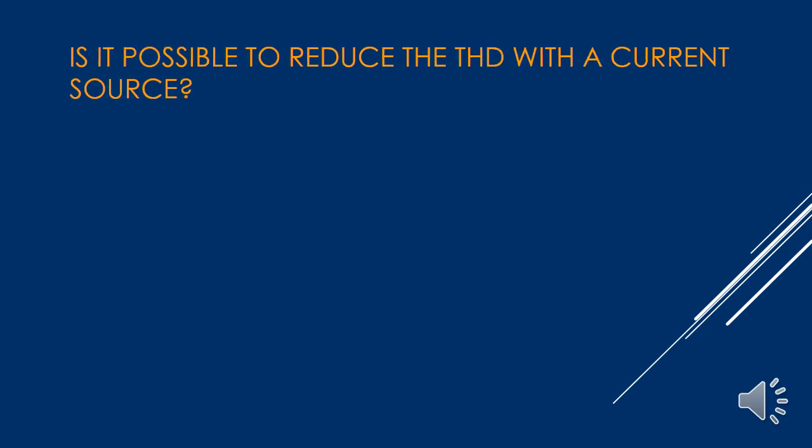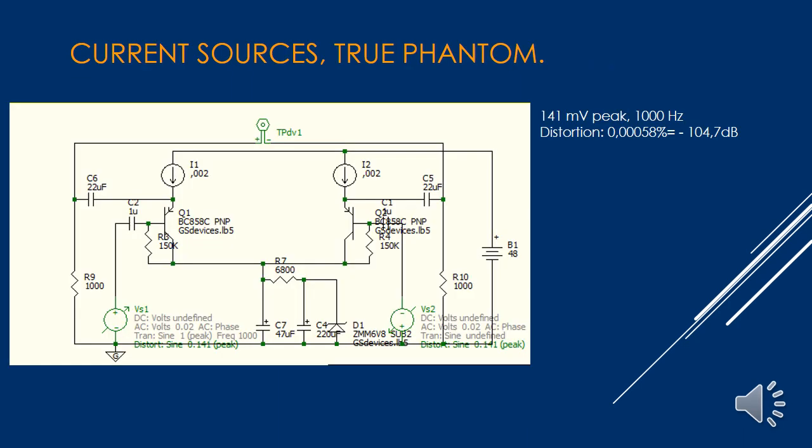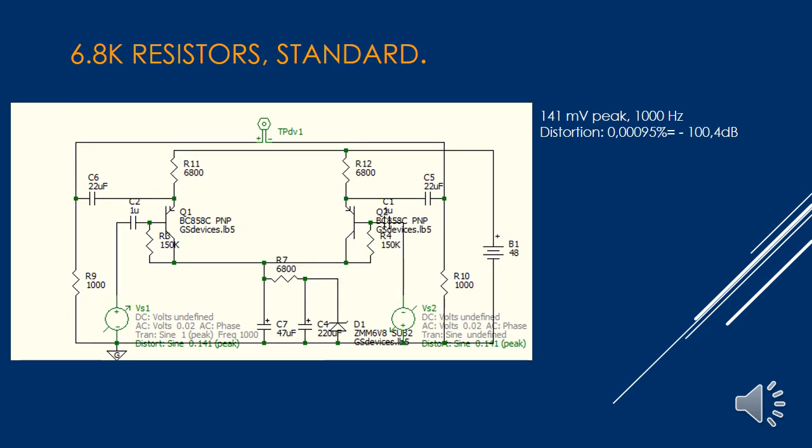Is it possible to reduce the THD with a current source? If you put a current source in your software, then it looks like this. I use a Schoeps microphone. They pull 2 milliampere at both wires. And then the DC of this whole schematic doesn't change anyway. Only the AC changes. Here you see the resistors.